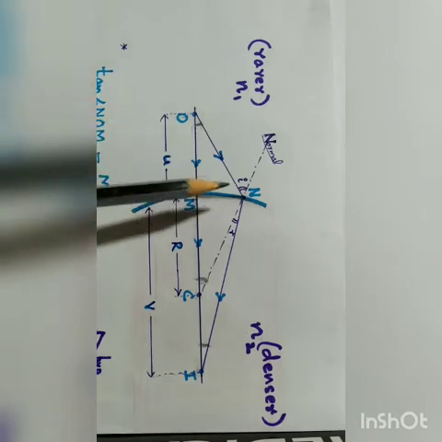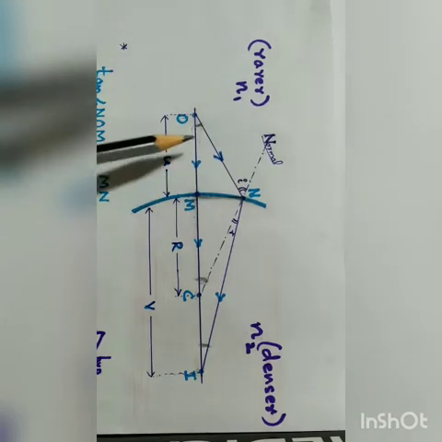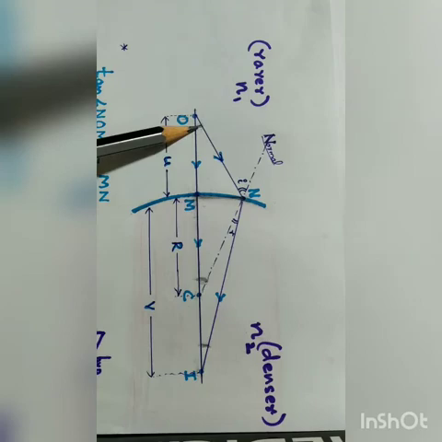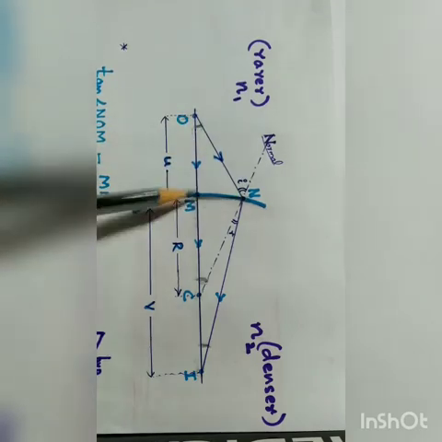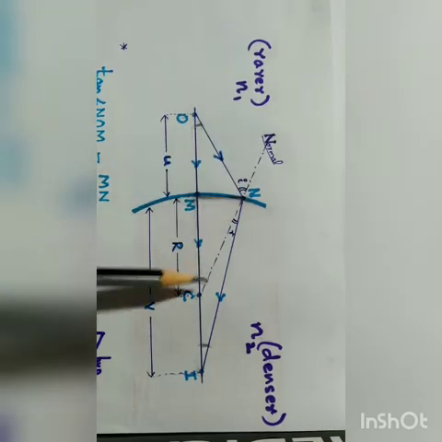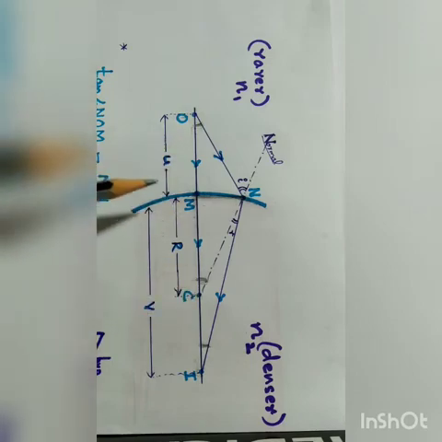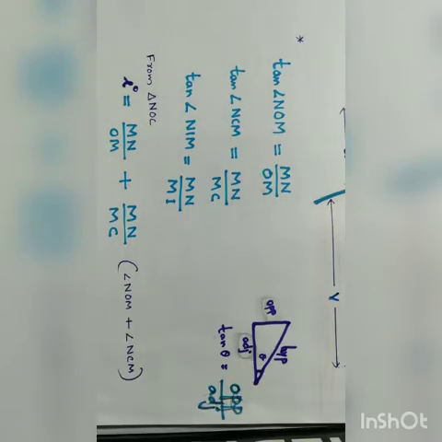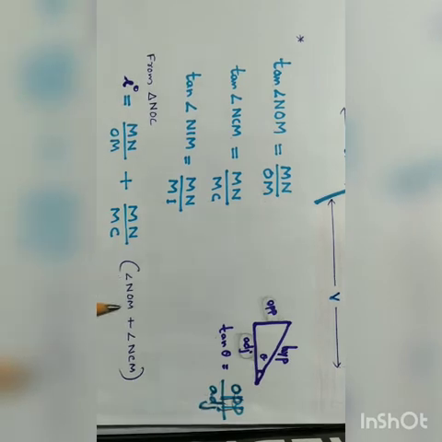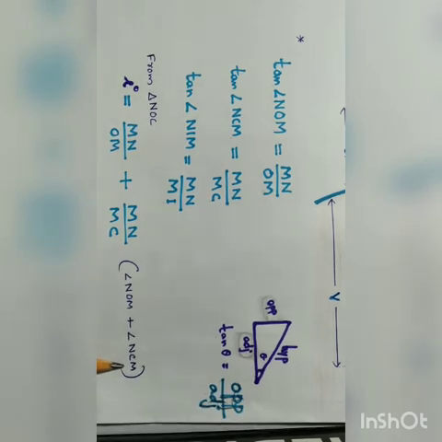In the diagram, external angle I is the sum of the internal opposite angles, angle NOM and angle NCM. Okay, so let us apply that. From triangle NOC, external angle I, or the angle of incidence, is equal to angle NOM plus angle NCM.